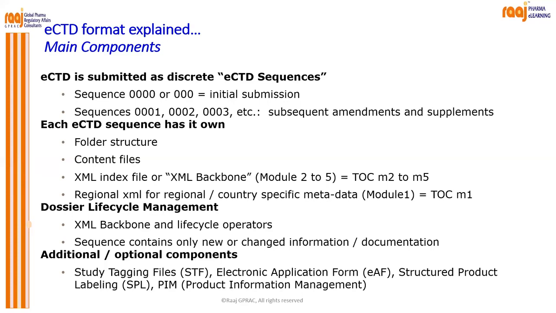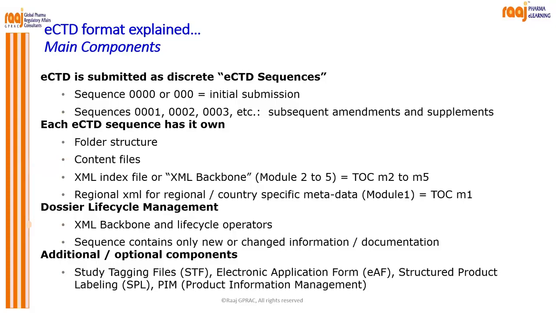So it could be your next versions, like for the amendments, supplements, or CMC supplement, whatever supplement you are going to submit to the health authority, the versioning should be controlled. So each eCTD has its own folder structure, content file, and XML index file, that is called XML backbone, from module 2 to 5. Then there is a regional XML file, then the country specific metadata, which is module 1.